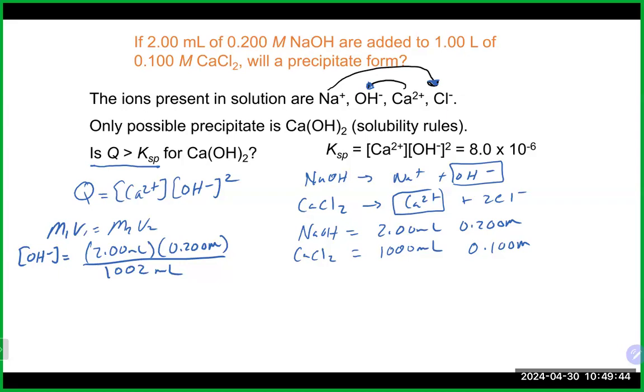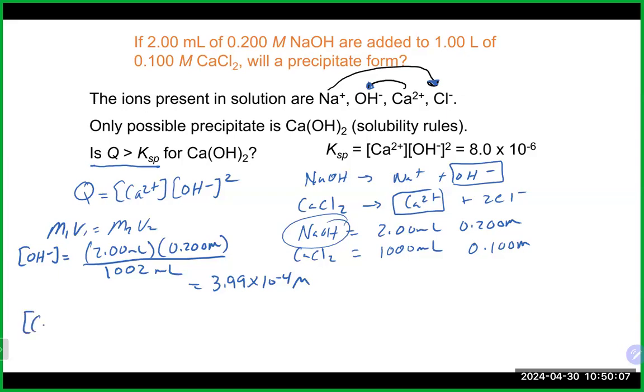That will get us 2 times 0.2. You could also convert the other one to liters if you'd like to, but at some point you've got to get them in the same units. That's going to give us 3.99 times 10 to the minus 4 molar as our hydroxide concentration. And it is a 1-to-1 relationship between this and hydroxide, so we're all good.